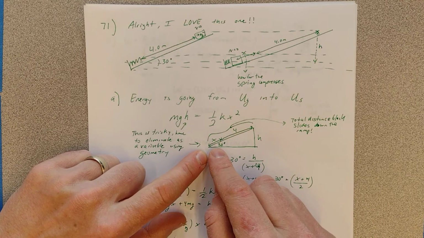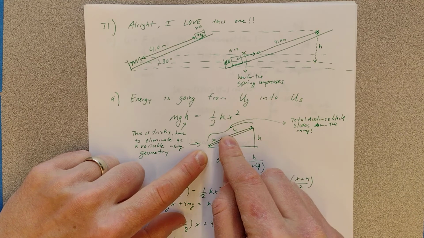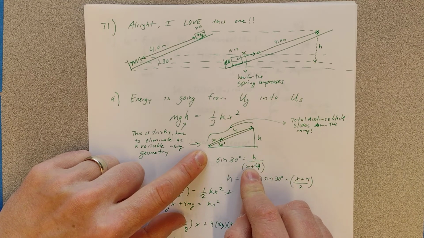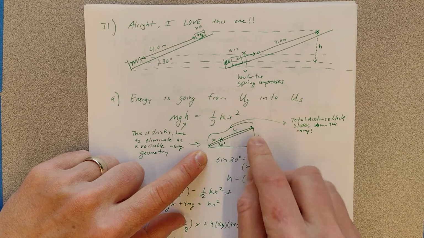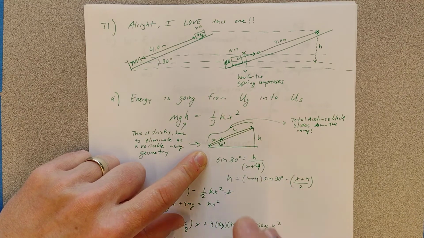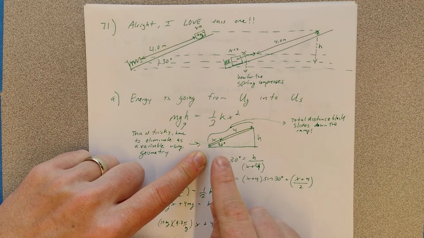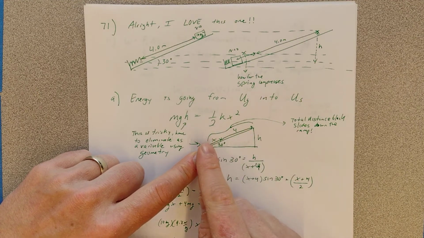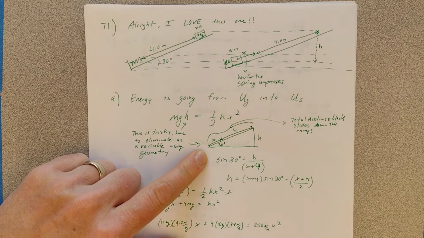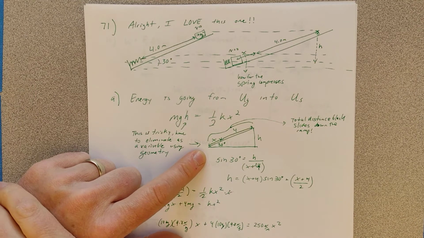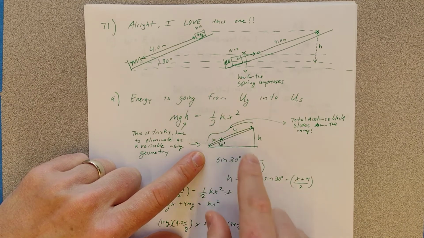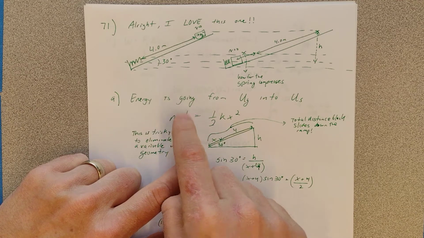So sine of 30 equals opposite over hypotenuse, h over x plus 4. So that's x plus 4. And this is the AP level stuff right here. This is AP Physics C. This is what they do. They make you do this crazy geometry, and you have to make a relationship up here, and then plug that back into the conservation of energy. So that's how they make conservation of energy hard. They give you some weird geometry where you have to figure out a relationship and plug it in.